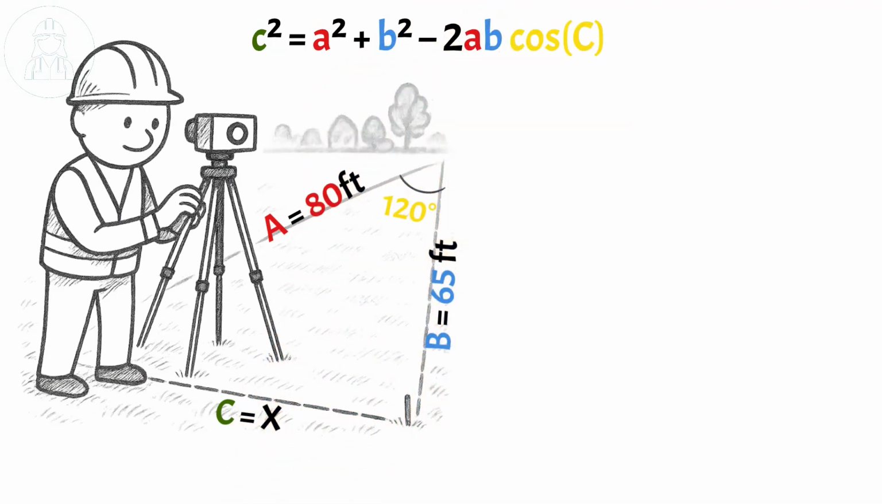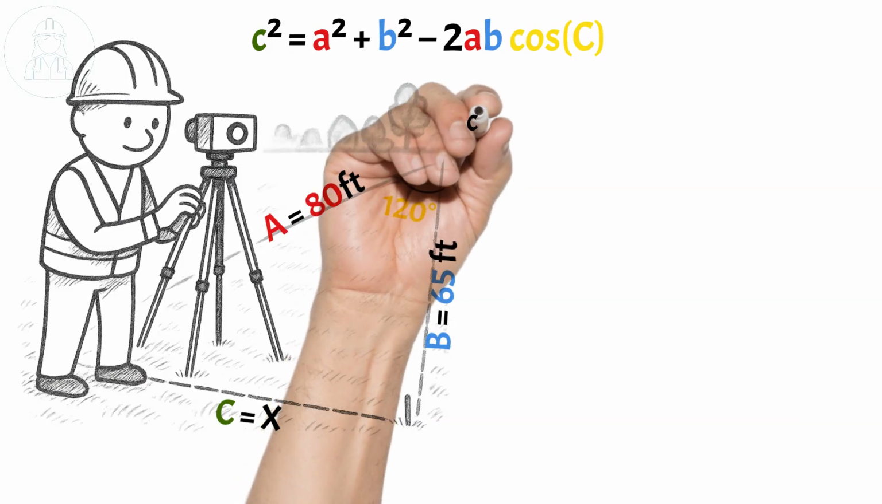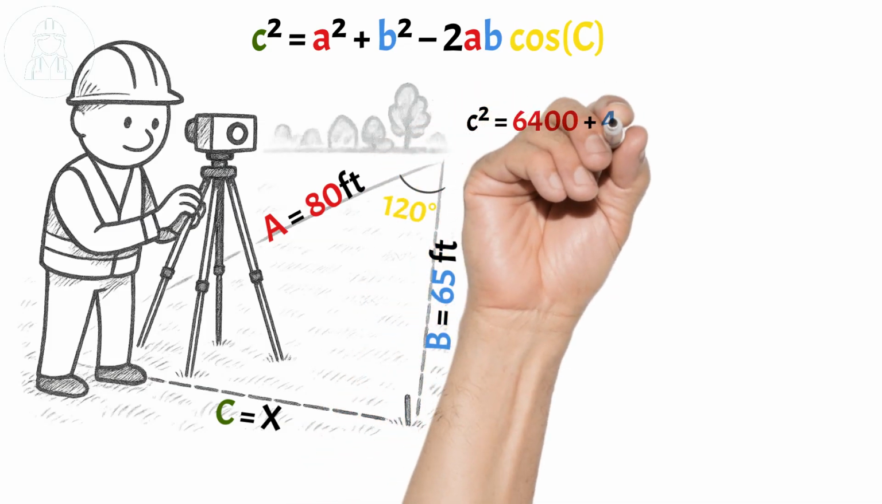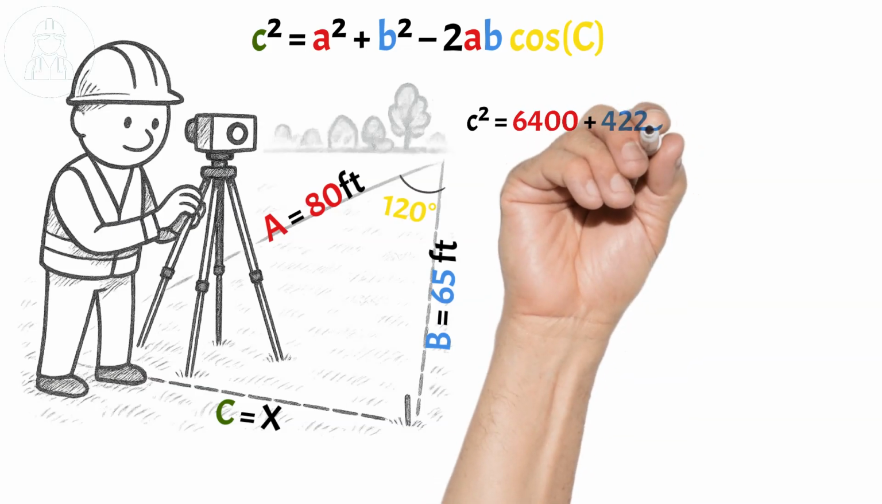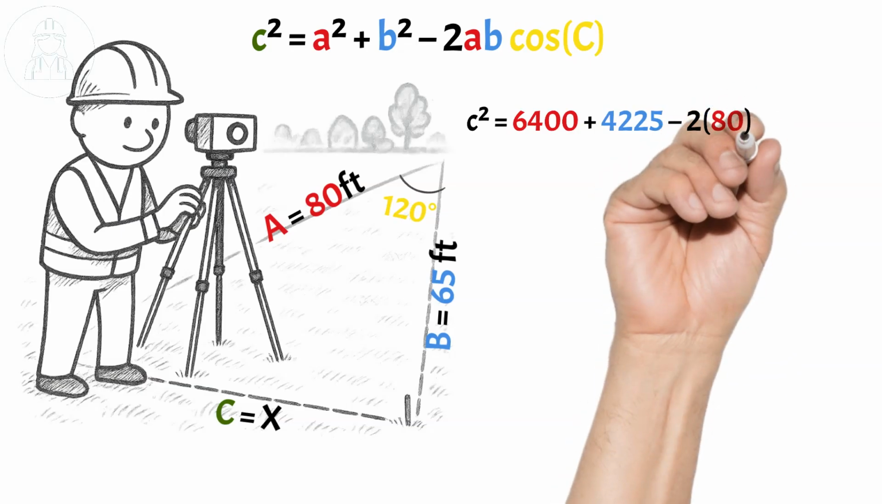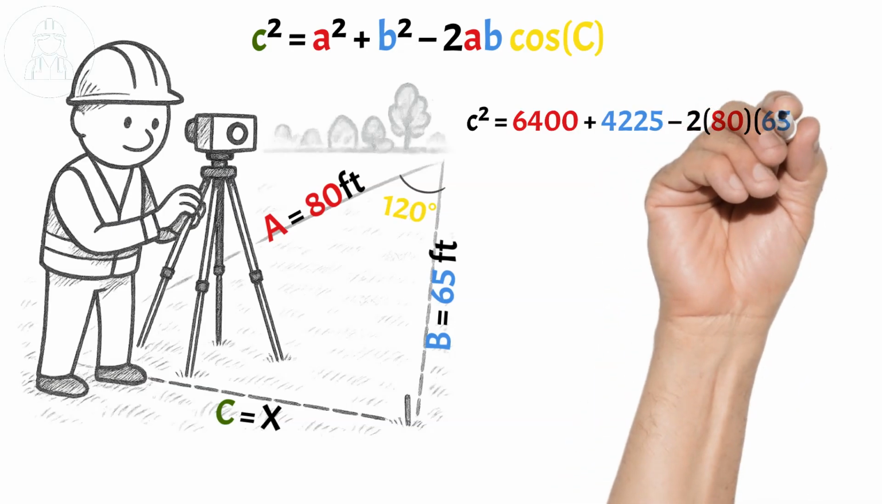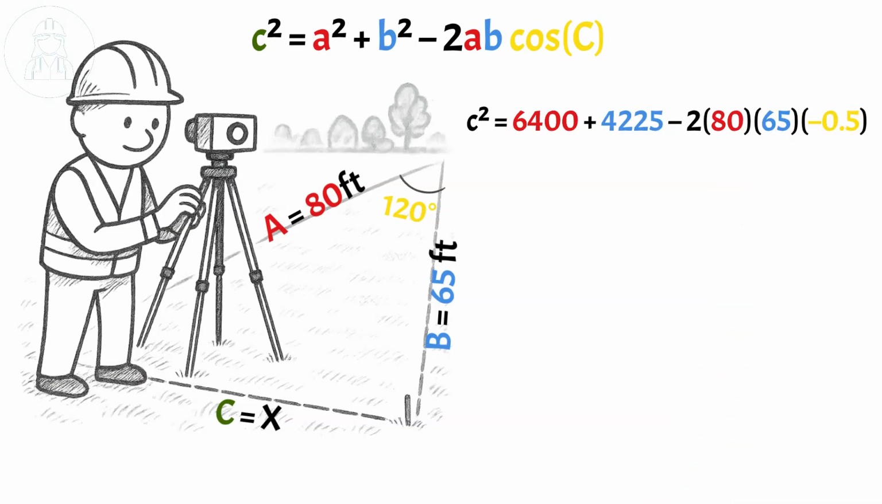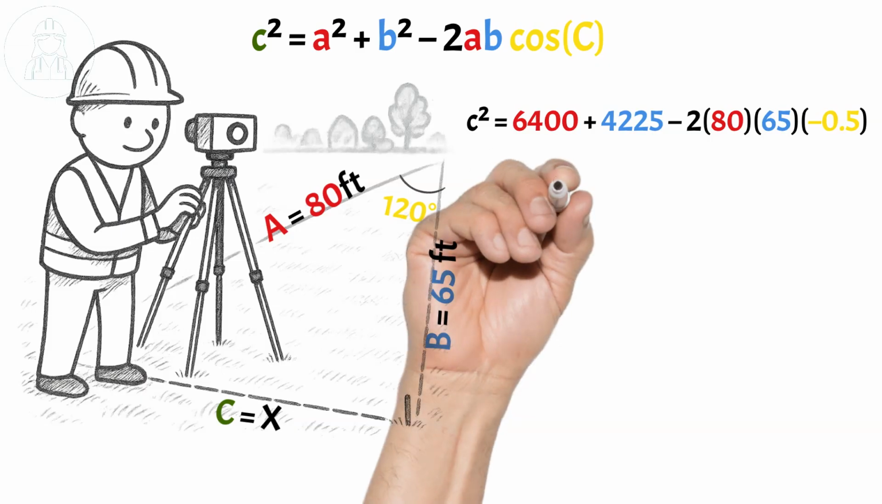If you see your diagram below, you'll see that a is 80, b is 65, and our angle C is 120 degrees. Let's plug those numbers into our formula. C squared equals a squared, which is 80 squared, that's 6,400, plus b squared, which is 65 squared, that's 4,225, minus 2 times 80 times 65 times cosine C. Calculate your cosine C and you get negative 0.5.